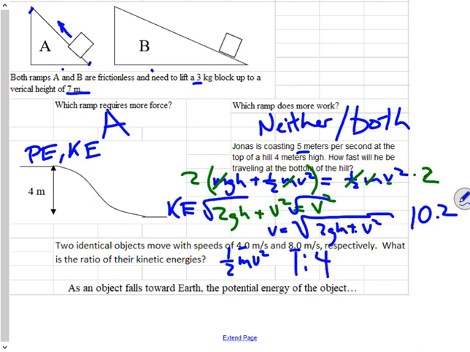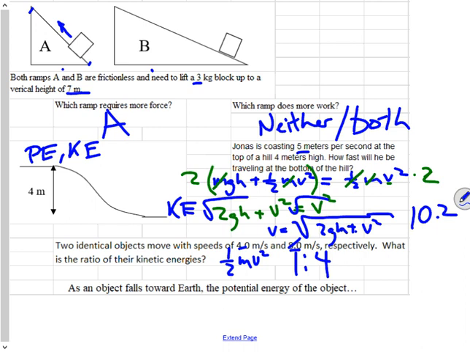If I had a velocity of, let's say it was 12 instead of 8, if it was 3 times bigger, your ratio would be 1 to 9. If it was 4 and 16, the velocity was 4 times bigger, so the kinetic energy would be 16, because 4 squared is 16.